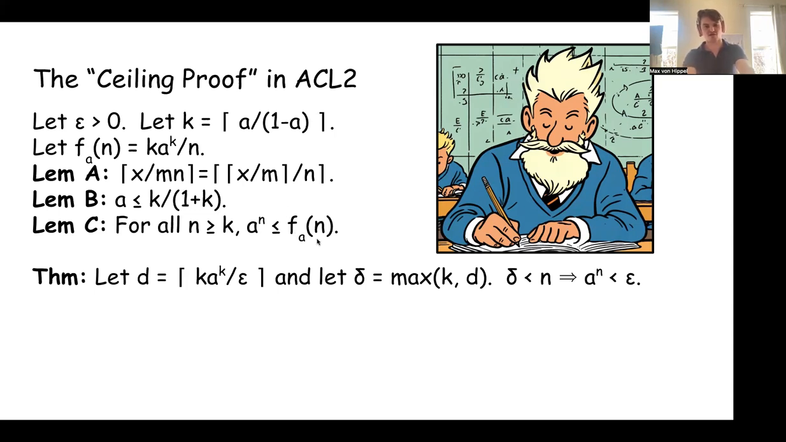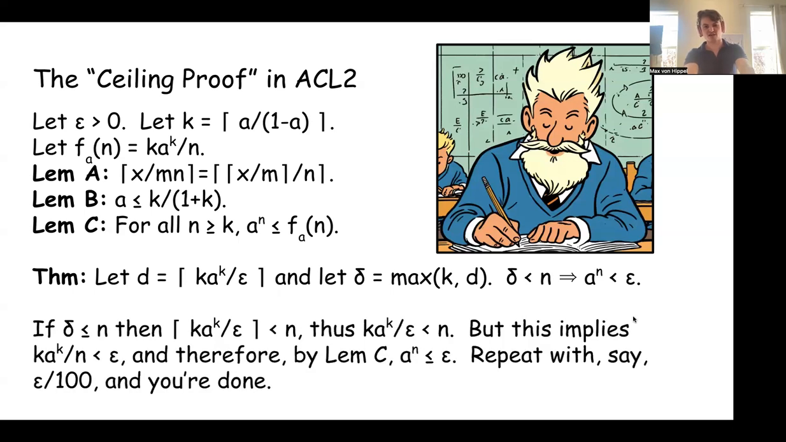Once I've proven these three theorems, which is totally non-trivial in ACL2, and I think took over 100 lines of just raw proof without any automation, then I'm able to come up with a value d, equal to the ceiling of k to the k over epsilon, let delta equal the maximum of k and d, and my proof follows. Even the proof itself doesn't follow immediately. It requires some additional machinery. And formalizing all this was exactly the nightmare that you think it is looking at the slide.